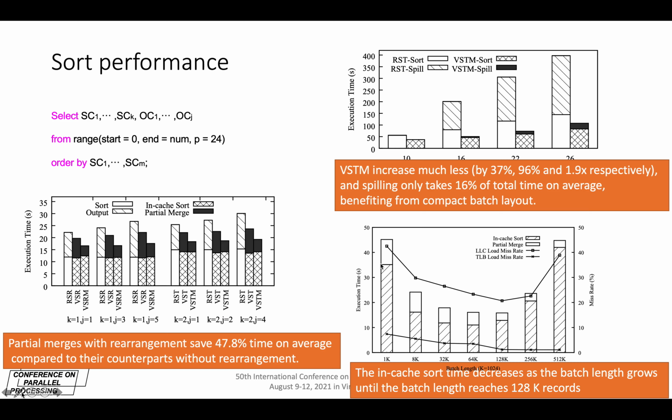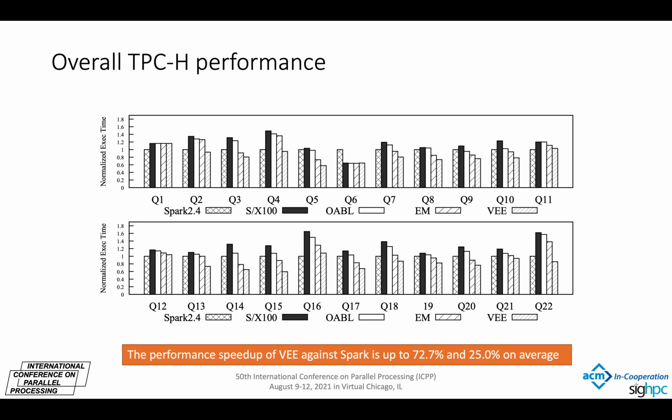And for sort performance, we can see that the partial merge with rearrangement saves 47% time on average compared to the counterparts without rearrangement. And the spill time influence of the sorts shows that spilling only takes 13% of total time on average, benefiting from our compact batch layout. When we test the batch length influence on the sort operator, we saw that it comes to its best performance when it reaches 128 K records.